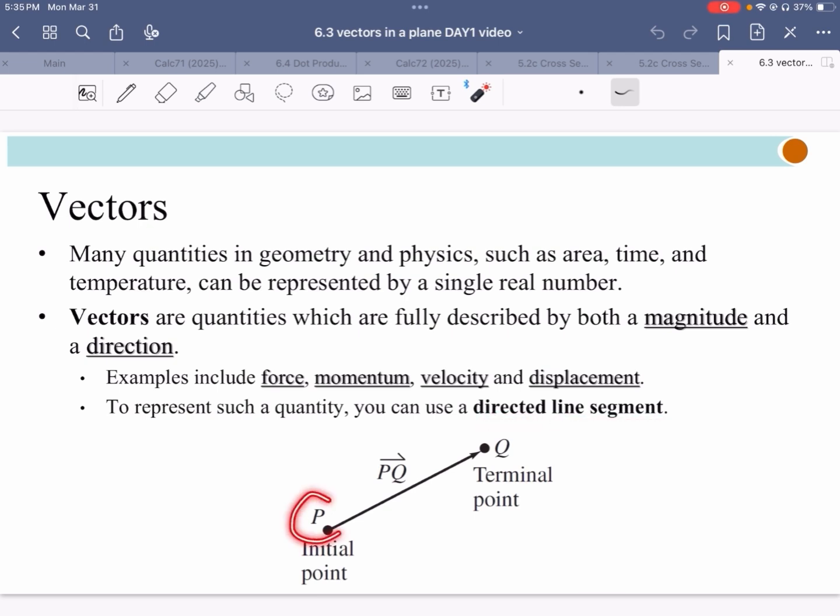You can see here point P, which we call our initial point, and point Q is our terminal point. We have a directed line segment with an arrow. We can talk about this vector as capital P, capital Q, with a little arrow on top of it. You might recognize this from geometry. It's a bit like a ray, but these are not rays. They do not go on forever. They start and they stop.